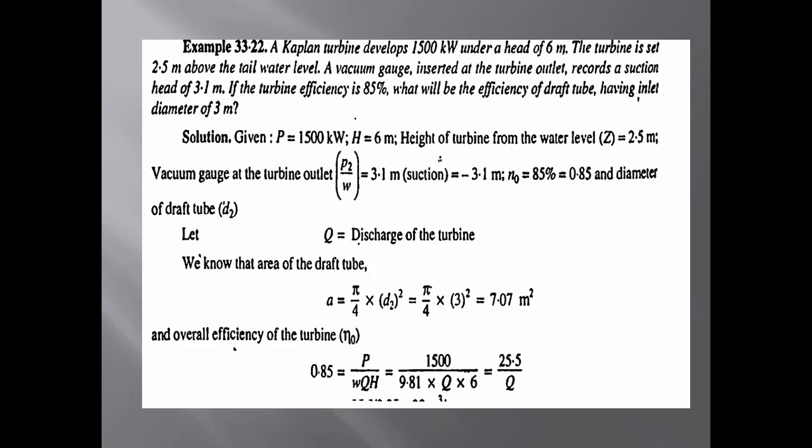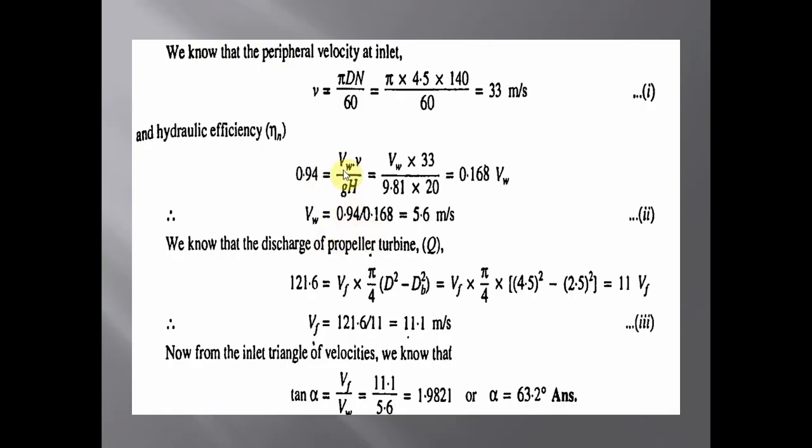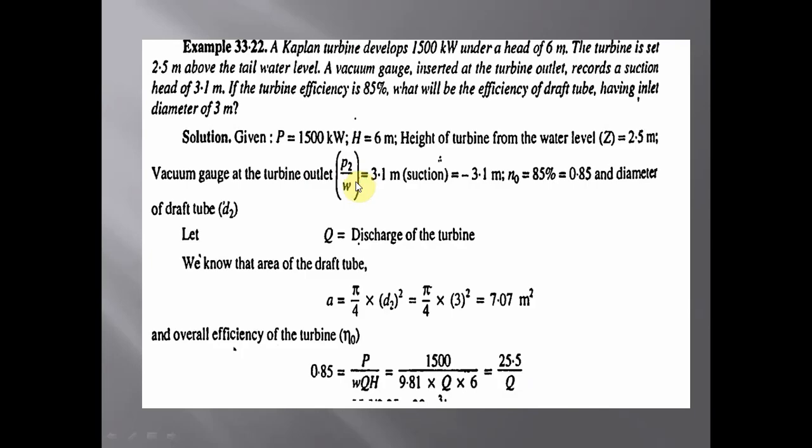Okay, next one, a Kaplan turbine. A Kaplan turbine develops 1500 kilowatts under a head of 6 meters. The turbine is 2.5 meters above the tail water level. A vacuum gauge inserted at the turbine outlet records a suction head of 3.1 meters. If the turbine efficiency is 85%, what will be the efficiency of a draft tube having inlet diameter 3 meters?